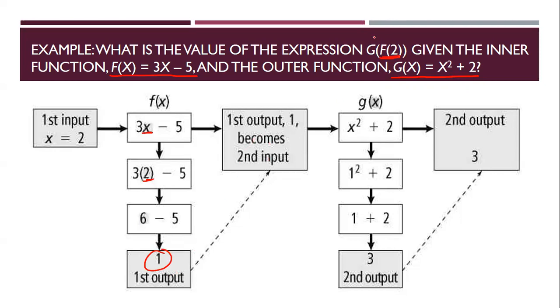So what's the outside function? G. And g is x squared plus 2. For wherever there's an x, I'm plugging in a 1. That gives me 1 squared plus 2, which is just 1 plus 2, which is 3. So my final output would be 3.